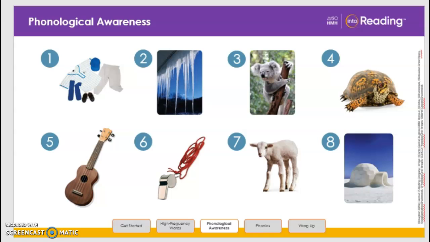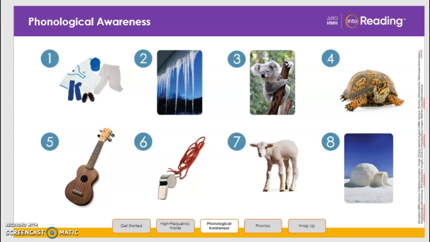What about the picture on number 5? It's not a guitar. It's a ukulele. Have you ever heard of that before? A ukulele. So that's going to be a fun one. Let's clap that out. Ukulele. How many did we have? 4. Good job. Number 6 is a whistle. So let's clap out those syllables. Whistle. Whistle. How many? 2.